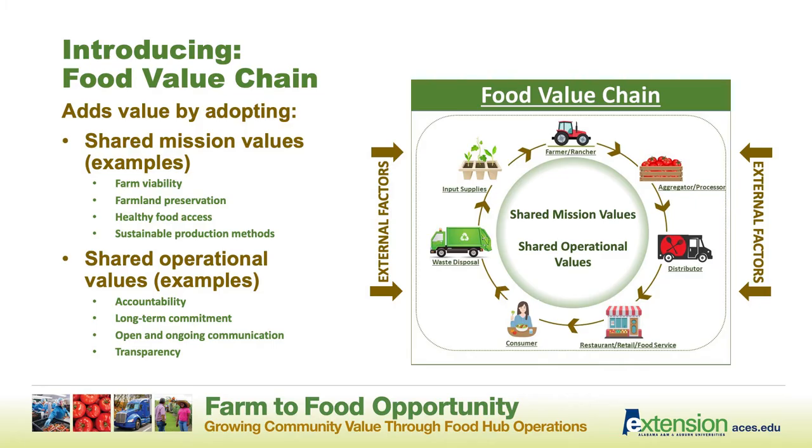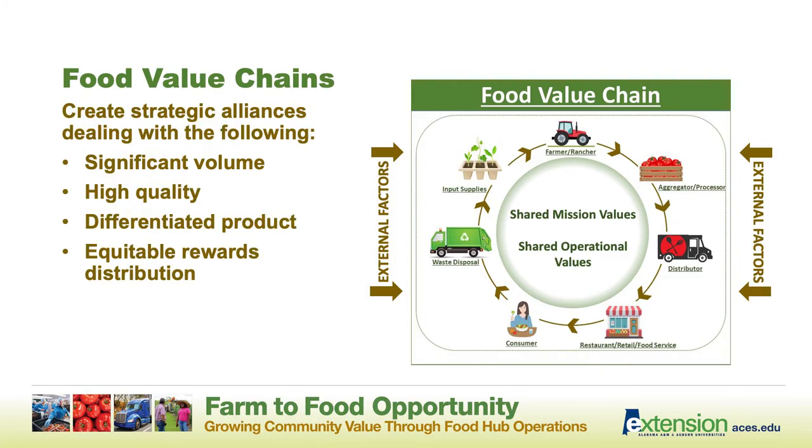Examples of these values might include commitments to certain production practices like organic vegetables, grass-fed beef, or free-range poultry. It could include commitments to healthy food access or preservation of farmland. The important thing to remember here is that the members of the collaborative are committed to the shared values, wherever they may be. These values become a way of work and a part of the brand.